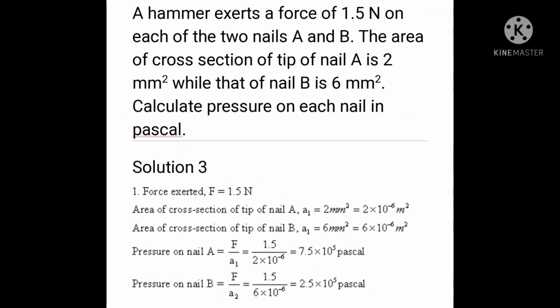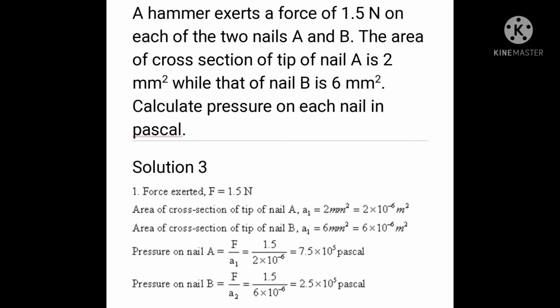A hammer exerts a force of 1.5 Newton on each of two nails A and B. The area of cross-section of tip of nail A is 2 mm square, while that of nail B is 6 mm square. Calculate pressure on each nail in pascals.